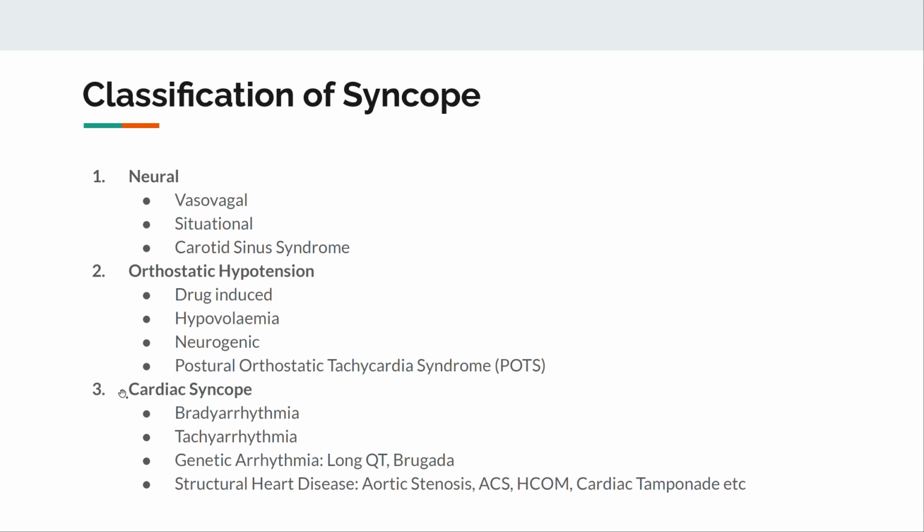Cardiac syncope is when you've got those bradyarrhythmias, tachyarrhythmias, or genetic arrhythmias. That includes long QT and Brugada syndrome. Long QT is a good one to really know about because you can go in and out of torsades, which would then make you pass out, and if you don't catch it, these people will die. And then structural heart disease. Aortic stenosis is a very common cause of syncope in elderly people. You could be having a heart attack. You could have hypertrophic obstructive cardiomyopathy, HOCM, or something like cardiac tamponade.